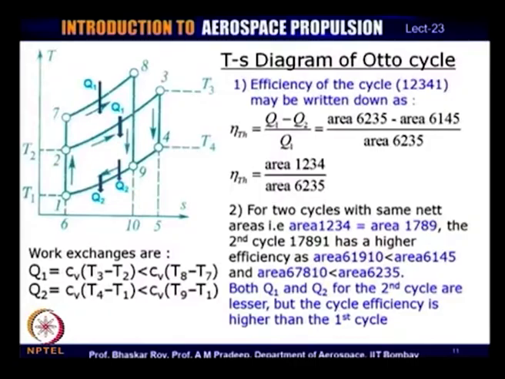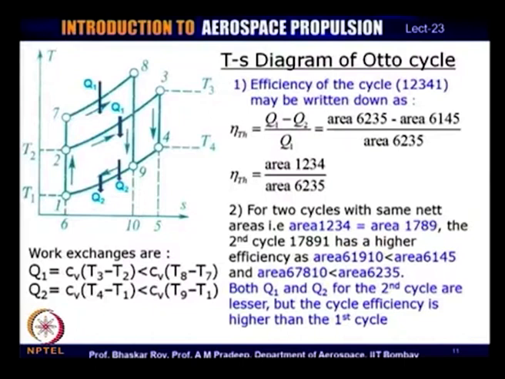Now, let us consider in this TS diagram another cycle which has the same net area as the first one, that is, the area 1, 2, 3, 4 is the same as the area, let us say, 1, 7, 8 and 9. So, these two areas are exactly the same. Two different people, let us say, have configured two different cycles, and the net areas of both of them are actually the same.